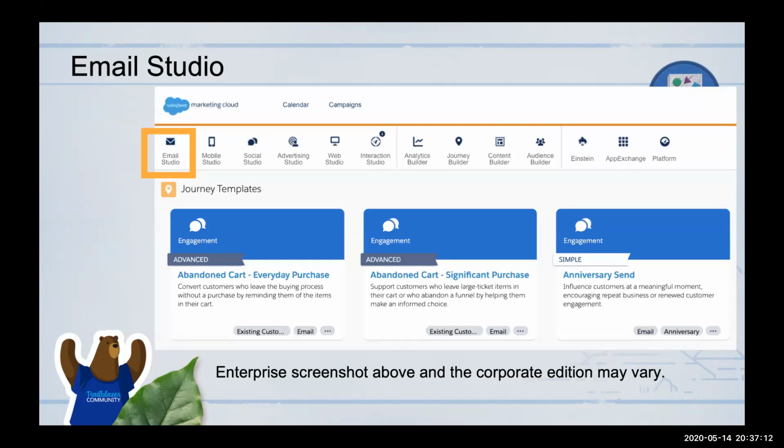Anyways, Email Studio. Here's a quick screenshot of the Enterprise Edition. And the Corporate Edition may vary. I know that over here, I don't know if everyone can see the mouse. Over here is where you can jump in, but I know they can toggle here on the other side, which applications show up for you. It just depends if you're set up as an admin or not.